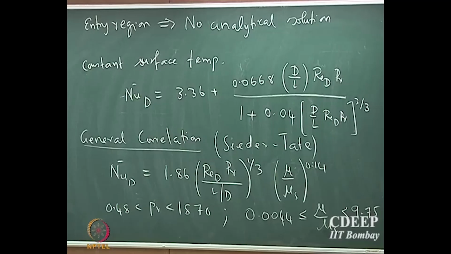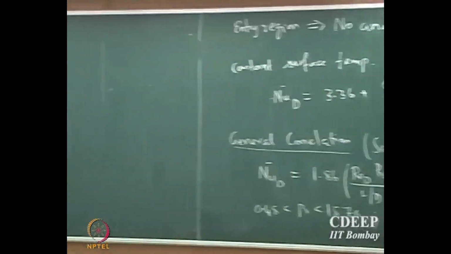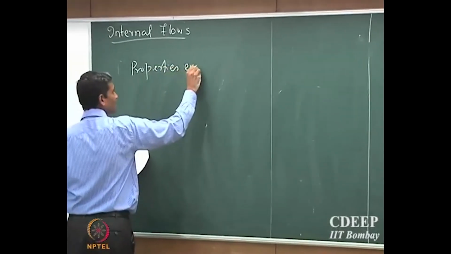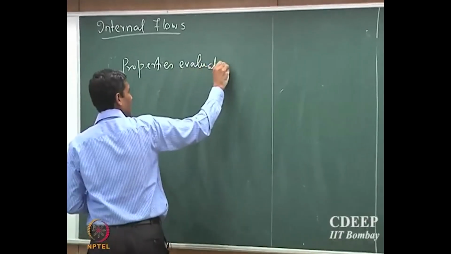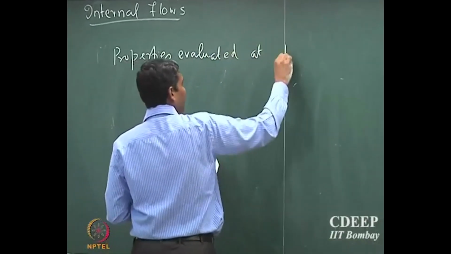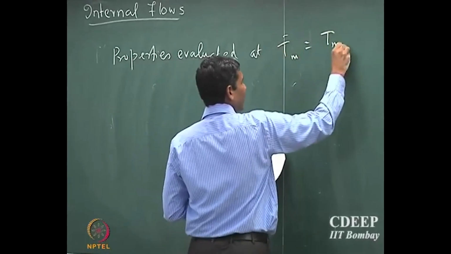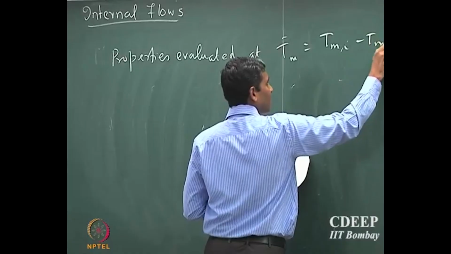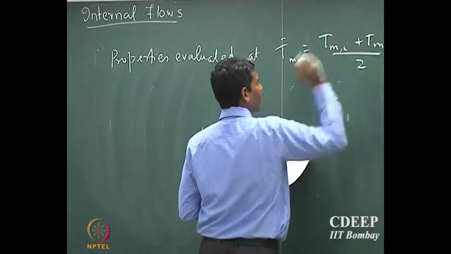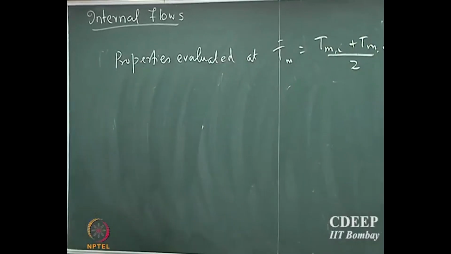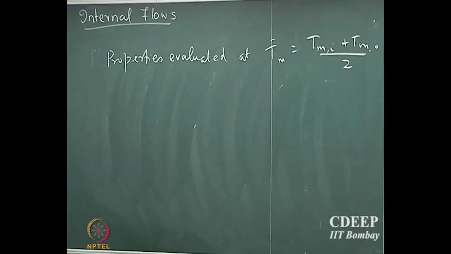So the properties are evaluated at mean temperature, which is T_mi by 2 plus T_mo by 2. So that's the mean temperature at the inlet and the outlet. Okay.